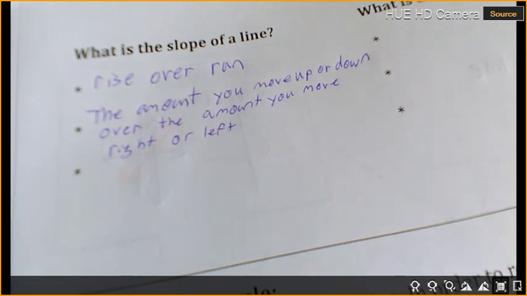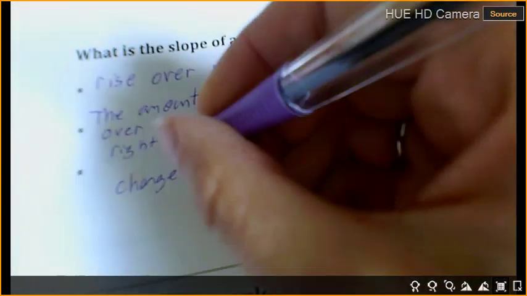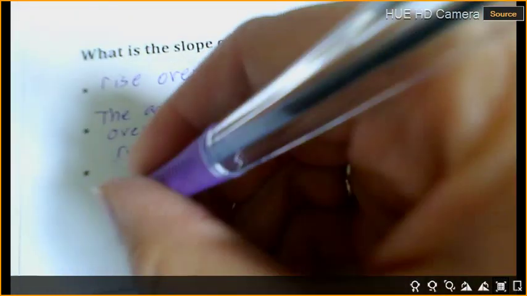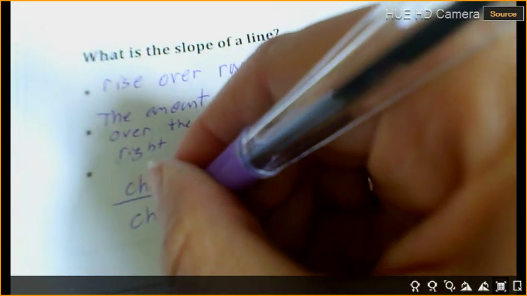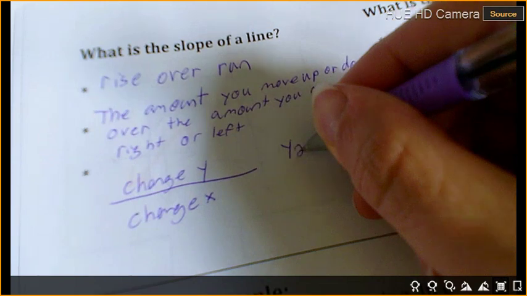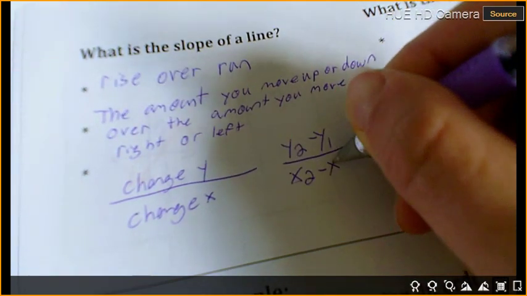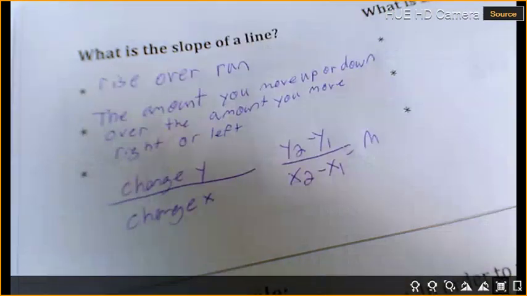Do you have another way? We talked about change of y over change of x, and then we showed them the equation to that. y2 minus y1. You guys remember this? Over x2 minus x1. That's the m.